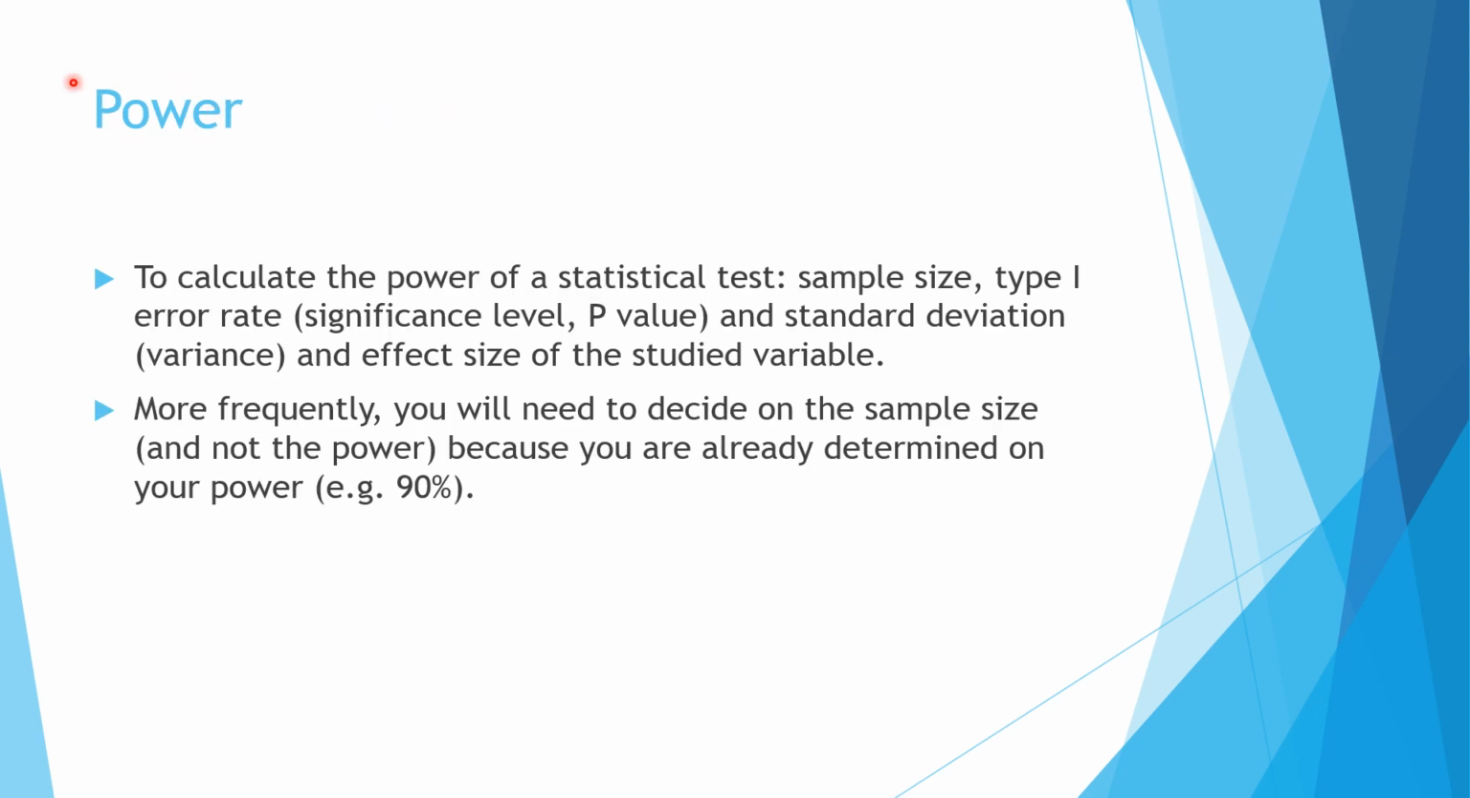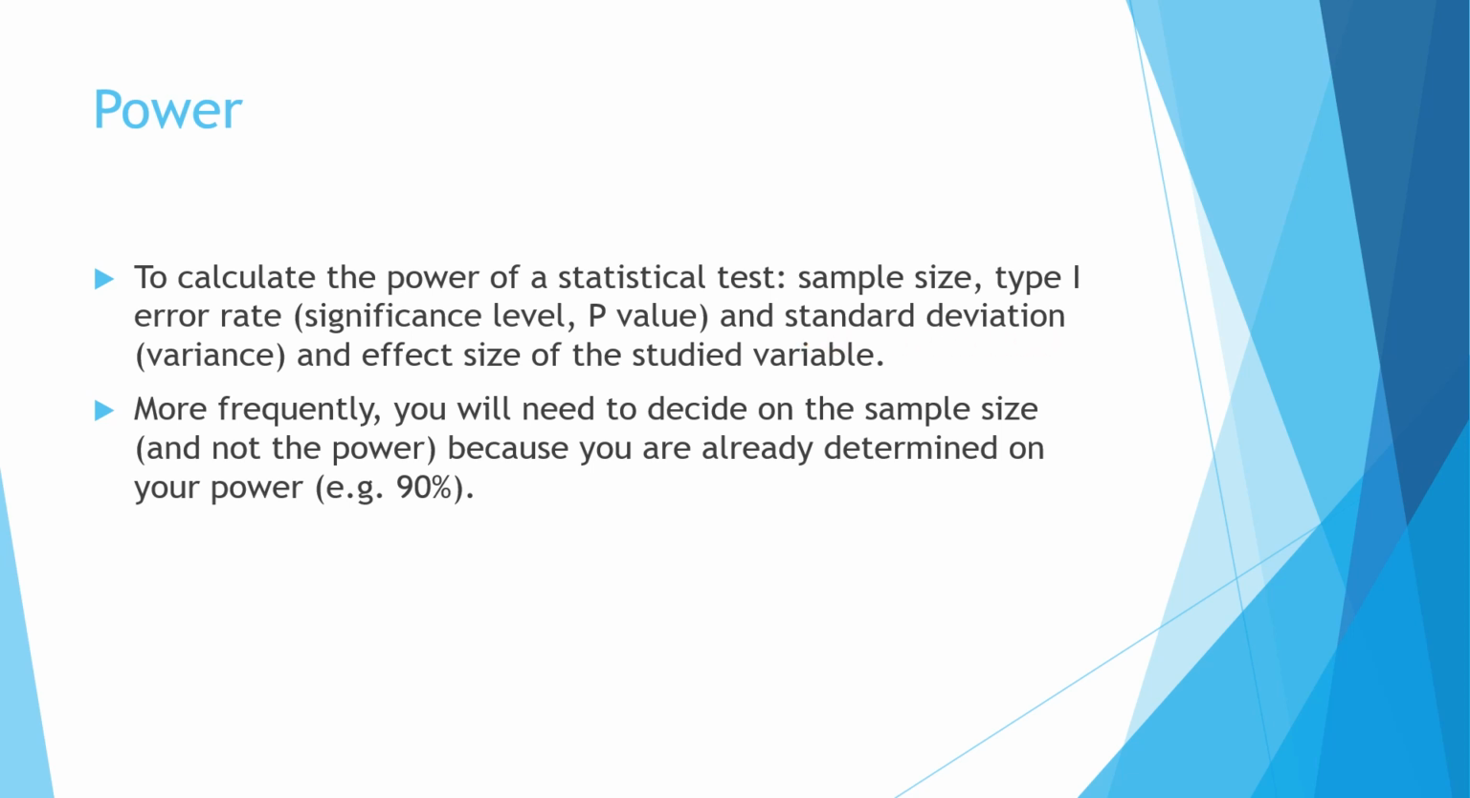Let's continue with the power. As we said, power is the probability of finding a difference when it actually exists. So it is 1 minus the beta error. So what are the factors that go into the power? The sample size, this is very important. The type 1 error rate, which is the probability of the type 1 error, the p-value. The standard deviation of the thing that you're measuring.